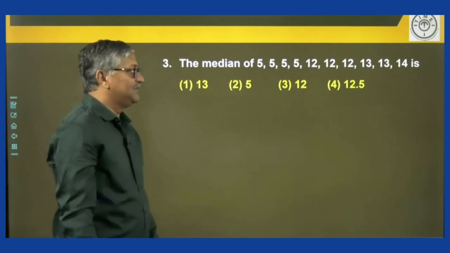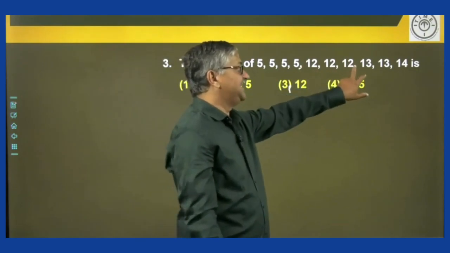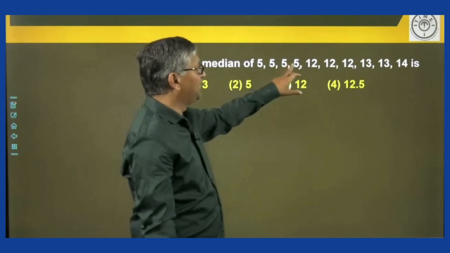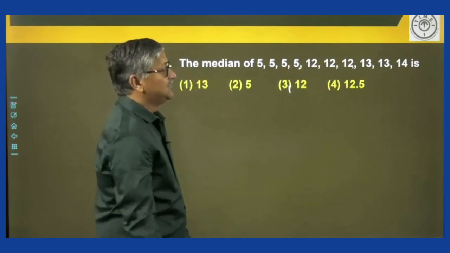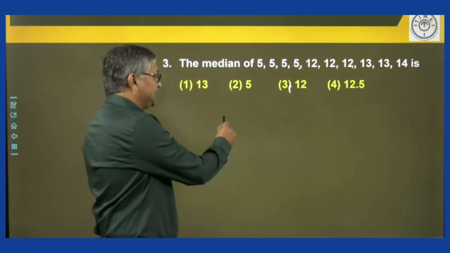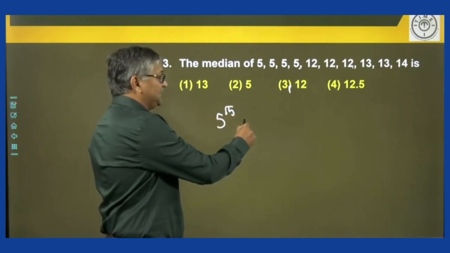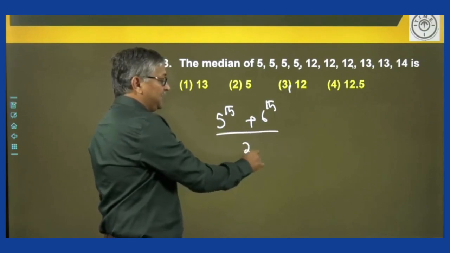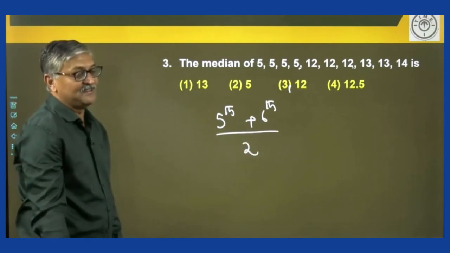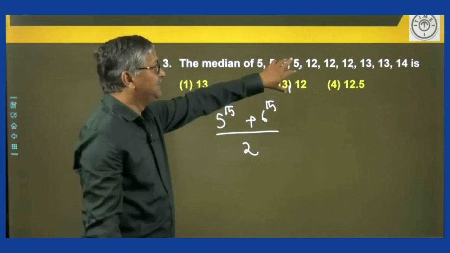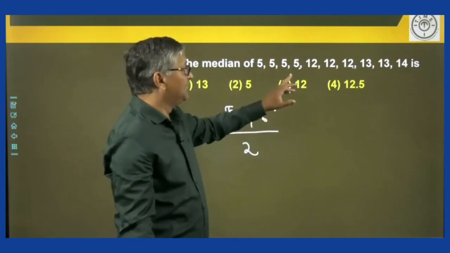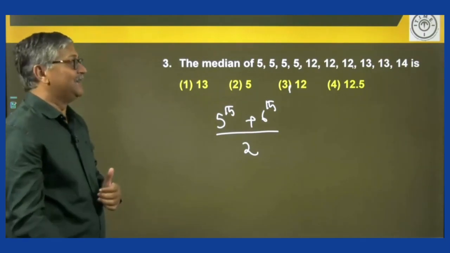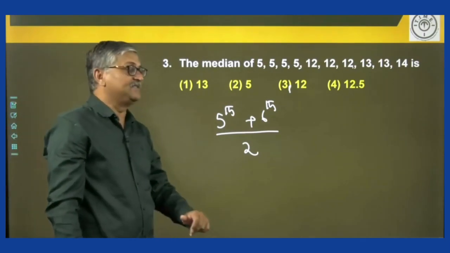Now how many observations are there? 4 plus 3 is 7, 7 plus 3 is 10 observations. So the total number of observations is 10. What is the median? Median is nothing but the middle of the observations. That is the 5th observation and the 6th observation divided by 2, because the total is an even number of observations. So the median is the average of the middle terms, the 5th and 6th observations divided by 2.